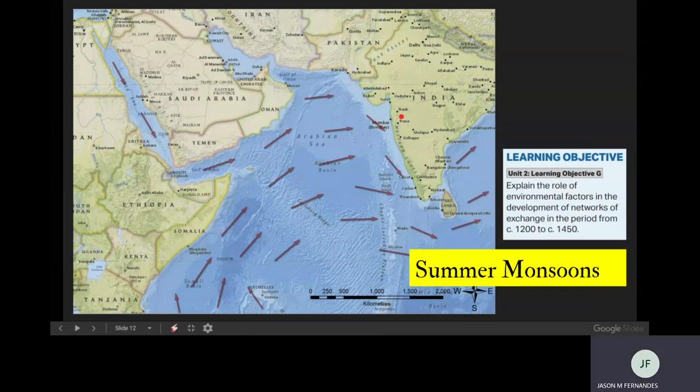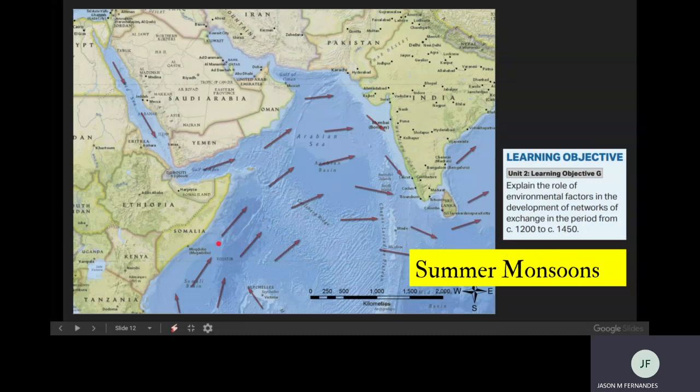So let's start with a little context, right? And we'll look at the environment first. I think that's always a good place to start. If you're to have a successful trade network in here, you have to understand how the ocean works, the currents themselves, and more importantly, the wind systems, right? Because this is pre-industrial. You don't have steam-powered ships running off of coal yet. We're still using wind. So it's all about the monsoons, okay?